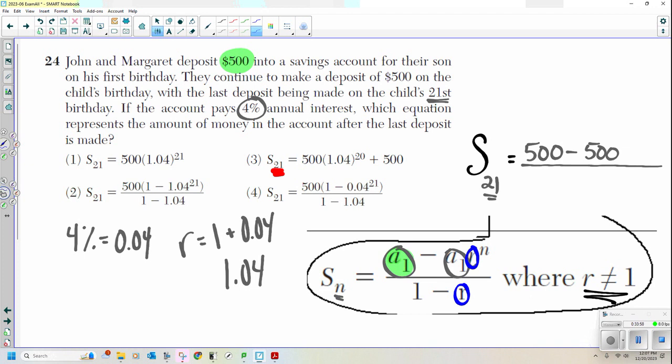1.04. And then at the bottom, it's 1 minus my r again. And of course, the n is 21. See, the n is 21 here. There's also an n here. It's the exponent to my r, 21. And that's it. You just have to set it up.